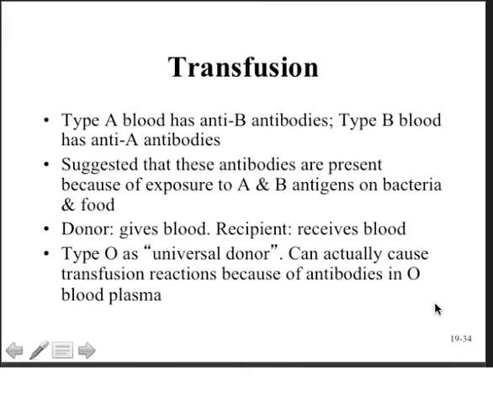Type A blood can receive A blood or O blood. Type B can receive B or O. Type O can only receive O, and type AB can receive any of the blood types.